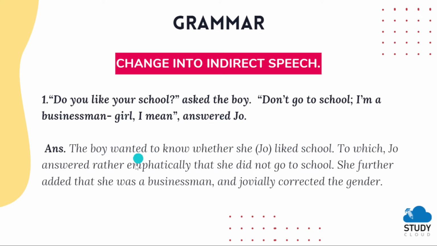To which Joe answered rather emphatically that she did not go to school. See, "don't go to school." "I" is replaced. See, she did not go to school. She further added that she was a businessman and jovially corrected the gender. Okay, so you are not using the exact words and pronouns. Also, we are changing the tenses.